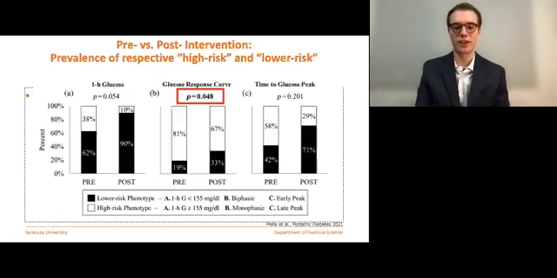Now, the results of this study, as shown in the figure above, indicate that there is a significant reduction in the prevalence of monophasic phenotypes with a p-value of 0.048, with a trend in reduction of the prevalence of 1-hour glucose greater than or equal to 155 milligrams per deciliter with a p-value of 0.054. This was following the lifestyle intervention. The prevalence of late peak phenotypes after the lifestyle intervention was reduced, although not significantly, with a p-value of 0.201.